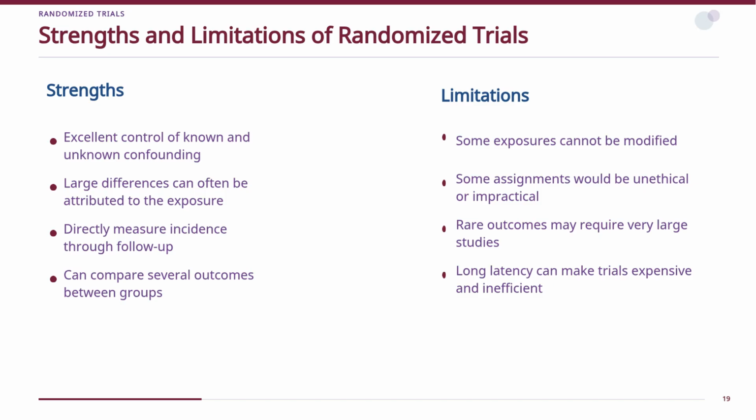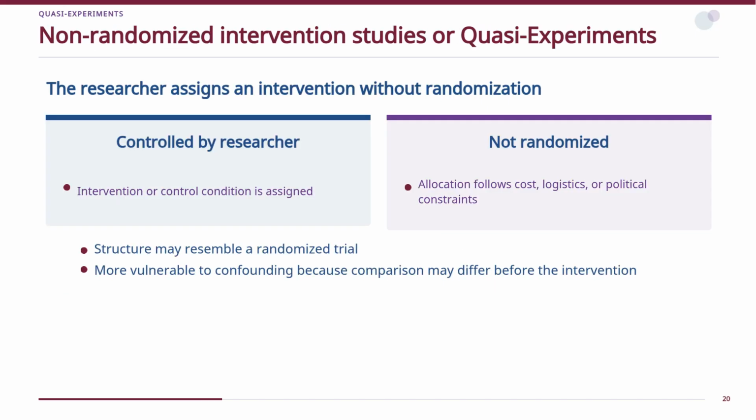Randomized trials are also less efficient for studying very rare outcomes because they may require a very large number of participants. Similarly, if an outcome takes many years to develop, the trial may need a long follow-up period, making it expensive and time-consuming. A quasi-experiment is an intervention study that does not use randomization.